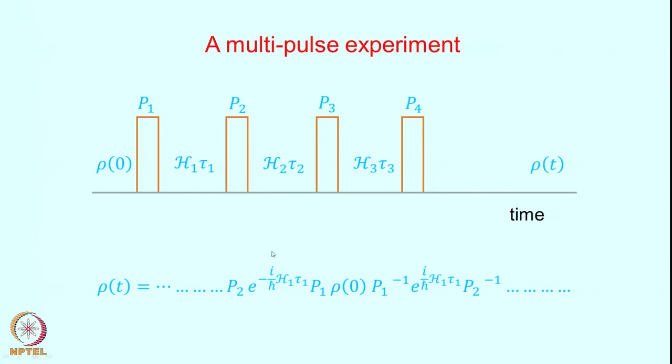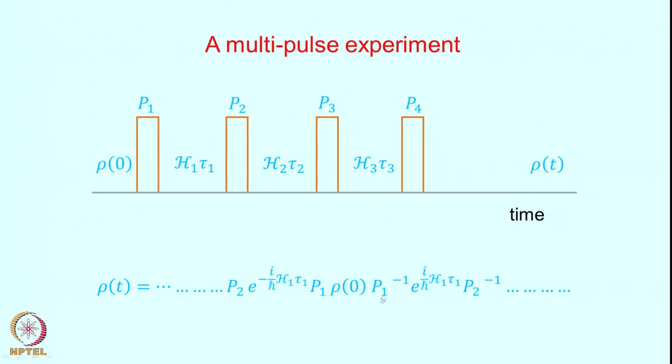Okay, how do we actually do it? We start with rho 0, my initial density operator. The first thing that comes is p1, that is a pulse. Therefore, when I have the pulse, I have p1 and p1 minus 1, right. So this is what I get after the first pulse. That means for this part of the evolution, the density operator becomes the new rho 0. So for the beginning of the next step, this becomes my rho 0.